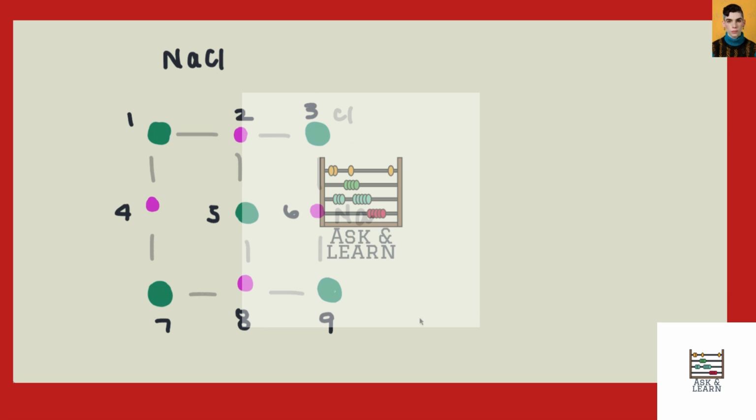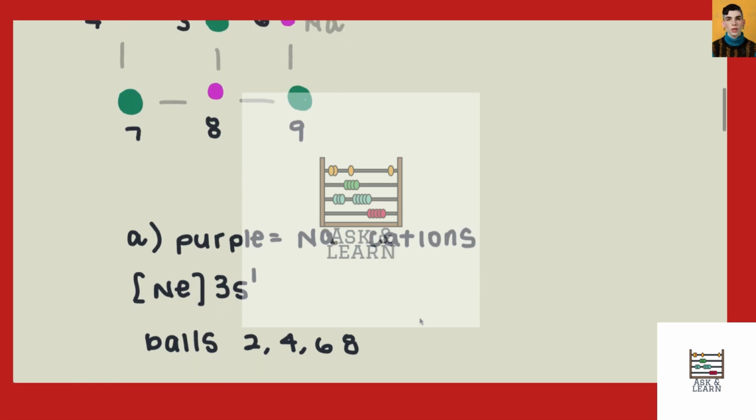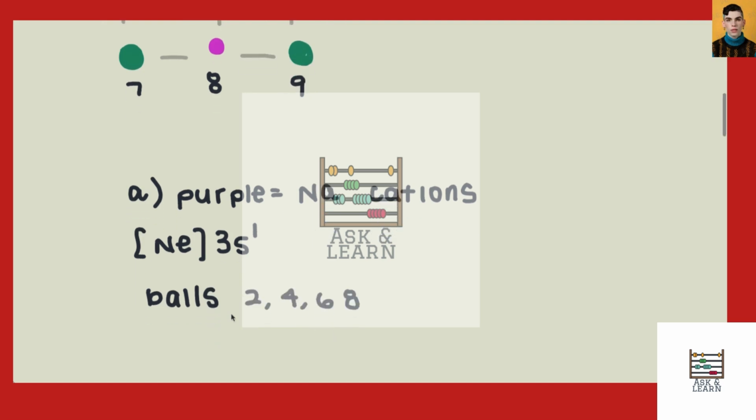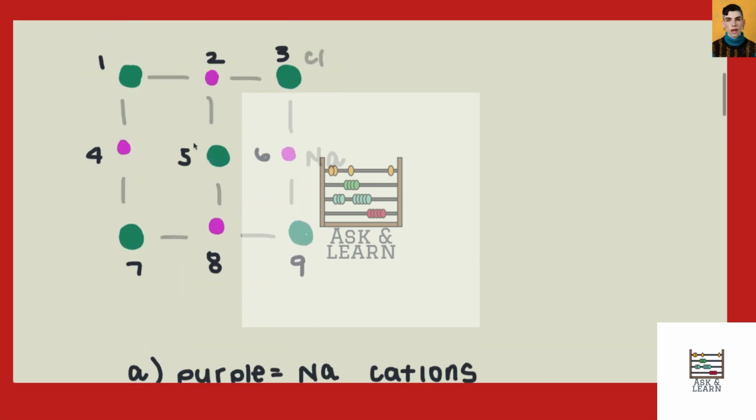So now we have to analyze the different chemical properties of it. Remember that the purple balls are sodium cations. Sodium has the electron configuration of neon 3s1. So that means it has an s electron in the 3 orbital. So we would see that the sodium cations occupy the 2, 4, 6, and 8 balls of our structure.